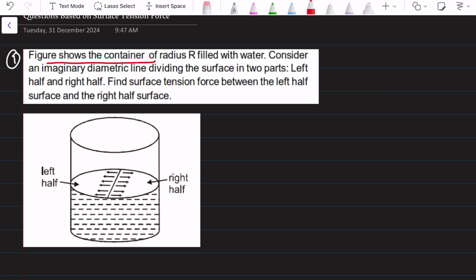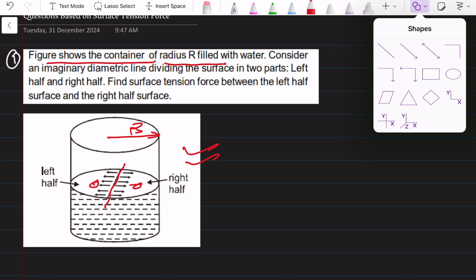one figure is shown, this is the diagram shown. It shows the container of radius r, this is radius r. It is filled with water and you consider an imaginary diameter line, this particular line, dividing the surface in two parts, left half and the right half. This has been divided in two parts. We have to find the surface tension force between the left part and the right half surface.